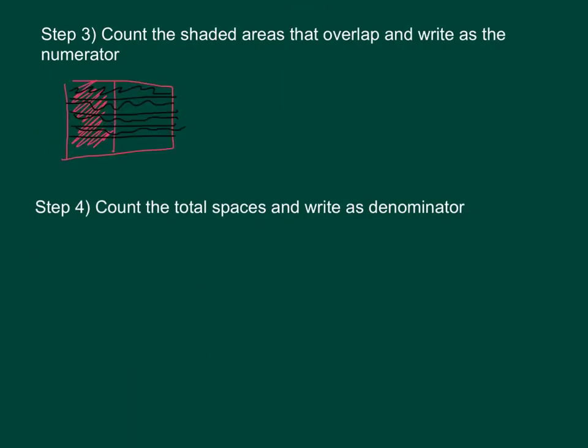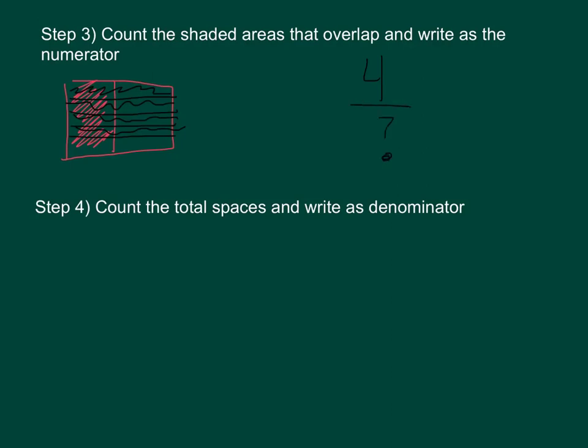Now step 3 says count the shaded areas that overlap and write as the numerator. Well, when we look at this, the shaded areas that overlap are right here, because you've got the black and pink overlapping. 1, 2, 3, and 4. So it says count the shaded areas that overlap and write your numerator. Well, that means that our numerator is going to be 4 over something.